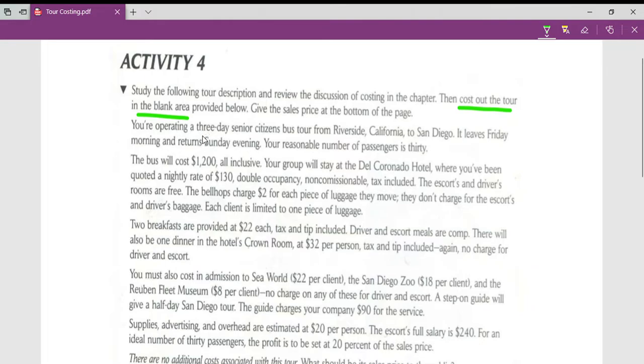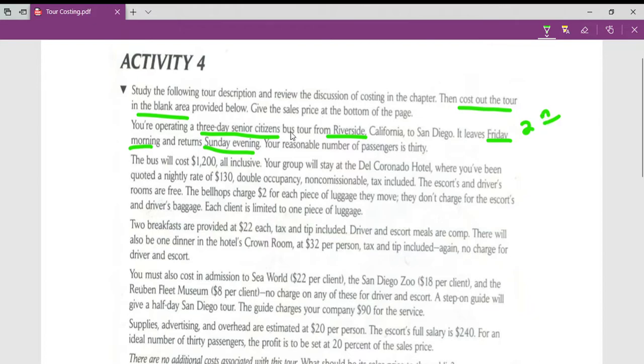So it says you're operating a 3-day senior citizen bus tour from Riverside, California to San Diego. It leaves on Friday morning and it returns on Sunday evening. Now, if you have something like this already, what you have to do is calculate the number of nights. So if you leave Friday and you return on Sunday, then you sleep there on Friday, Saturday, and on Sunday you are returning. So what that means is we only have 2 nights at the accommodation.